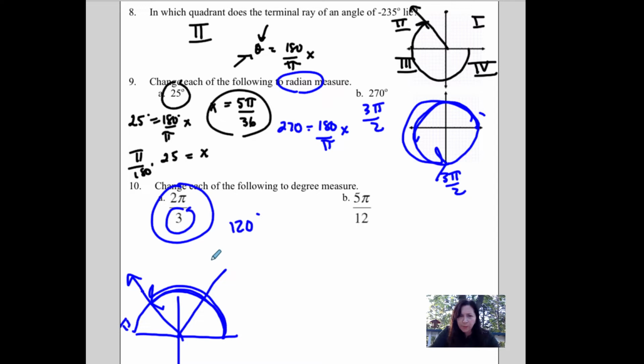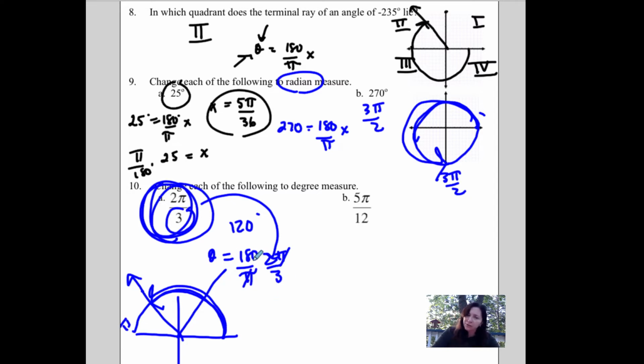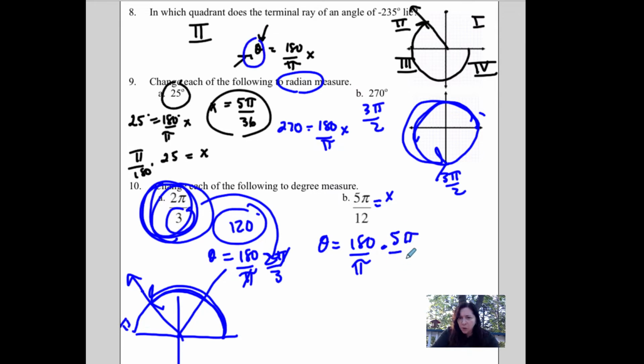You also could use the formula theta equals 180 over pi times x. Because it's in radians, that goes in the x value, which is 2 pi over 3. Pi's cancel. 3 goes into 180 60 times. 60 times 2 is 120. We'll use the formula again. Theta equals 180 over pi times x. This is my x because it's a radian, and I'm trying to make it into degrees, which is theta. So you're going to go 5 pi over 12. Again, the pi's are going to cancel.